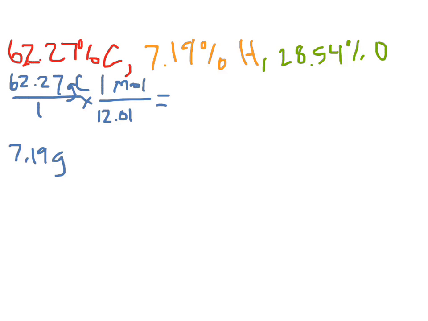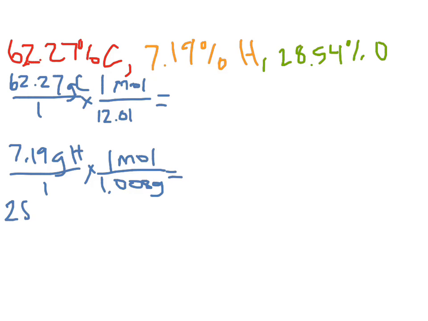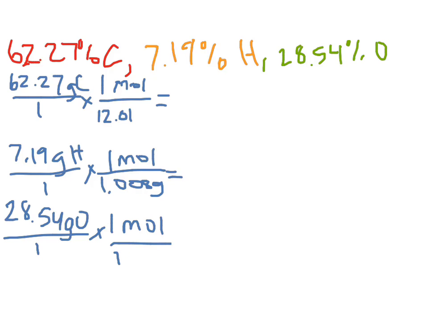7.19 grams of H over 1. And the molar mass is 1.008 grams below 1 mole. Then we got 28.54 grams of O. We know the molar mass is 16 grams. So basically you're taking what's given with the percentages, and you're dividing it by the molar mass of that element to get moles in this conversion.